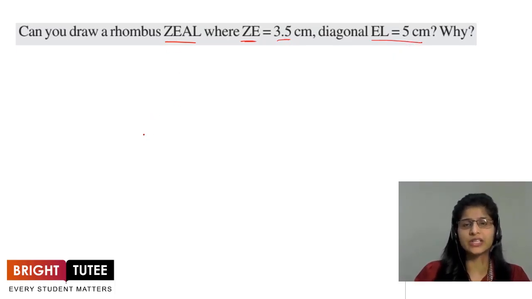What is the speciality given here? That it's a rhombus. It's a unique quadrilateral. In a rhombus, we have all the sides as equal. So if ZE is 3.5 centimeter, all the sides would be equal. So let's try to draw a rough sketch of a rhombus.